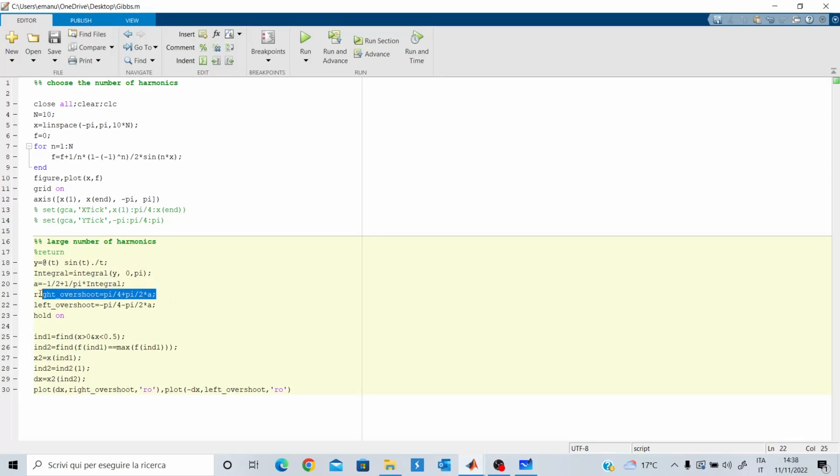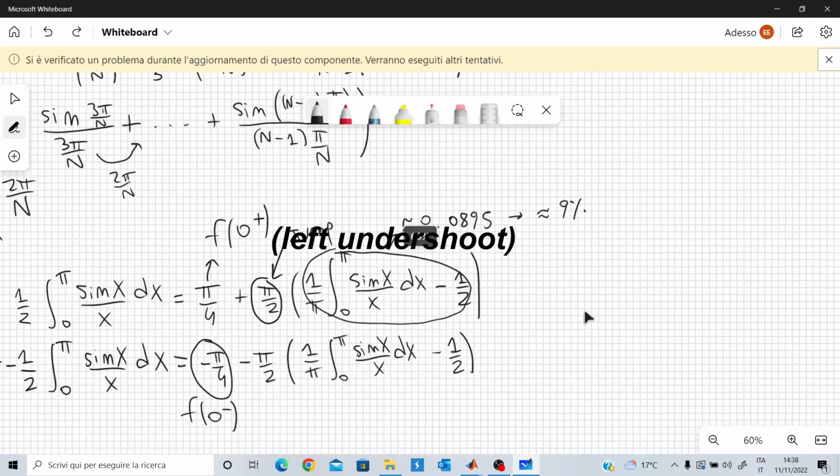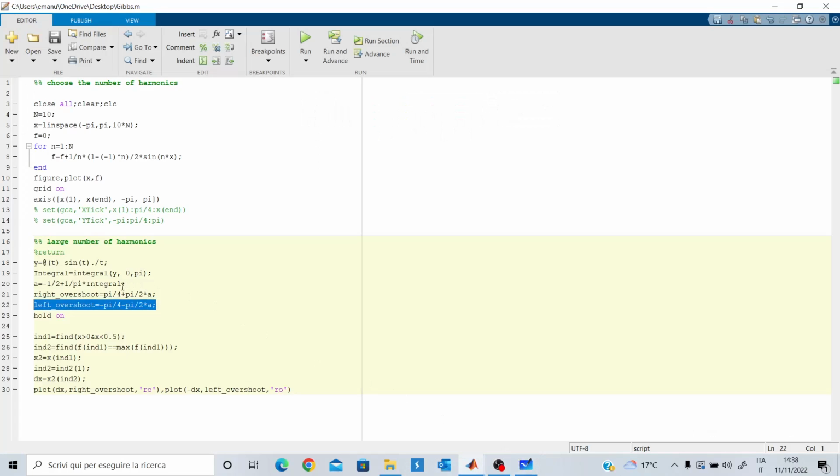Then I can calculate the right overshoot and also the left overshoot. So with these two formulas here, this will be the overshoot that I have on the right, whereas this will be the overshoot that I have on the left, very close to the point x equal to 0. And here basically I also plot the theoretical overshoot like this. So I calculate these values and I plot them in the same graph that I plot in here.